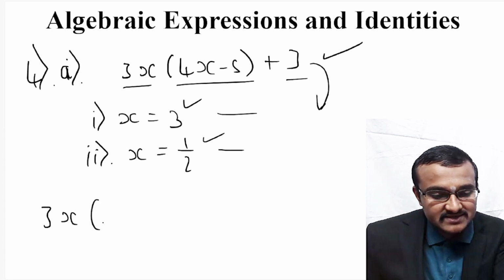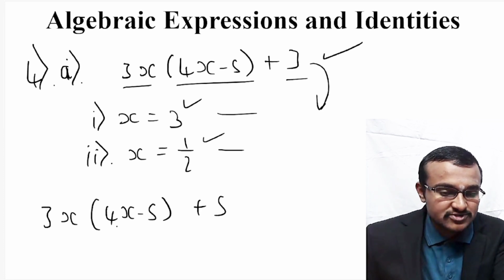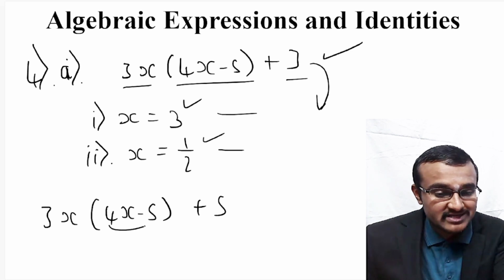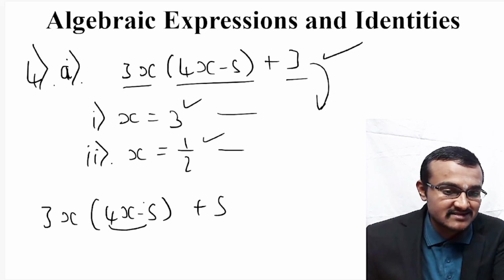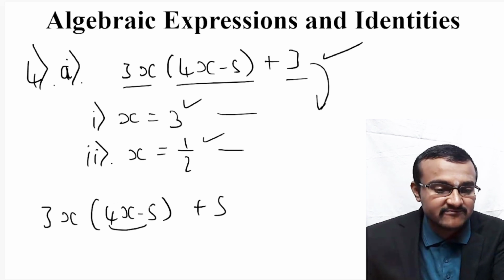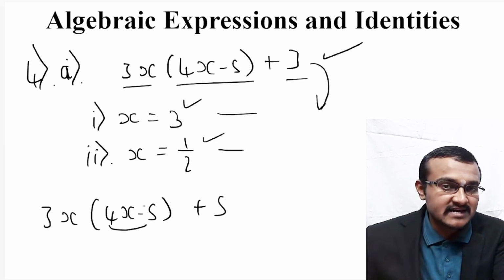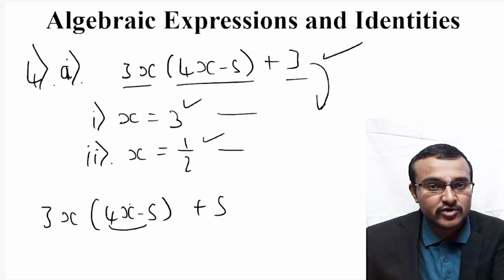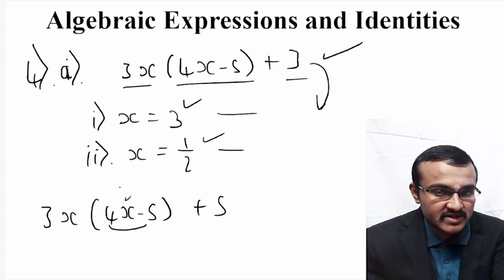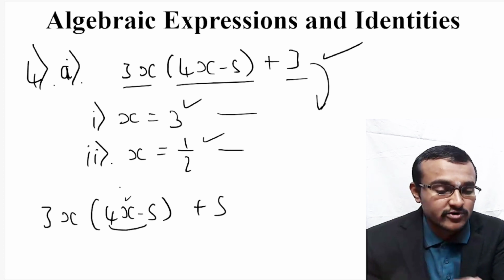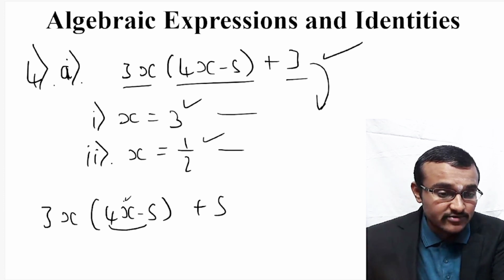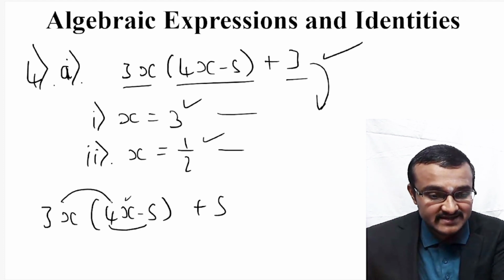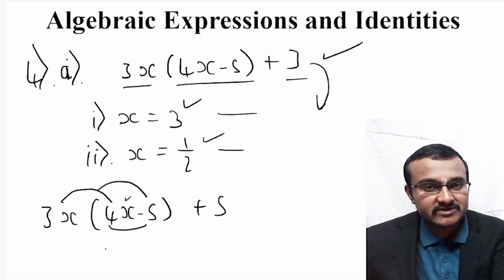So 3x into 4x minus 5 plus 3, according to BODMAS rule, you should actually solve what is there inside brackets. Since this is an algebraic expression, you cannot actually subtract 4 and 5 because here 5 doesn't have the same variable which 4 has. Here 4 has x as its variable, 5 has no variable, so you cannot perform the subtraction between 4 and 5. So now you can multiply this 4x minus 5 with this particular 3x. That means this 3x should be multiplied with 4x and also with 5.